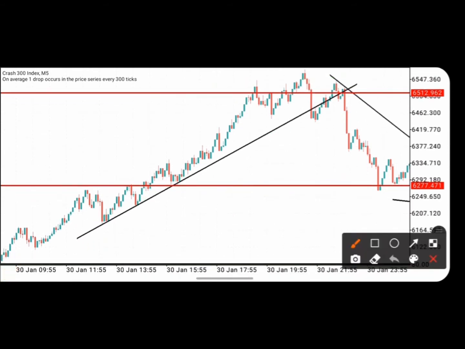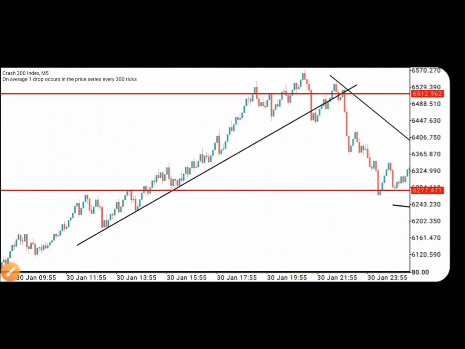And first, I said the formation of the reversal pattern. This is a head and shoulders. And then the breakout was made here, and the retest. You see, it started going down. Boom, it started going down. So stop loss is here, and then entry is here, and for take profit, we use this support.